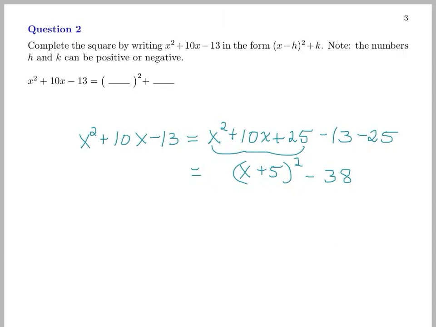So that has the form, now here we want x minus h squared plus k. So since it's minus h, h would be minus 5, right? But actually all I have to do is fill in what goes inside the square, which is x plus 5, and then plus a minus 38.